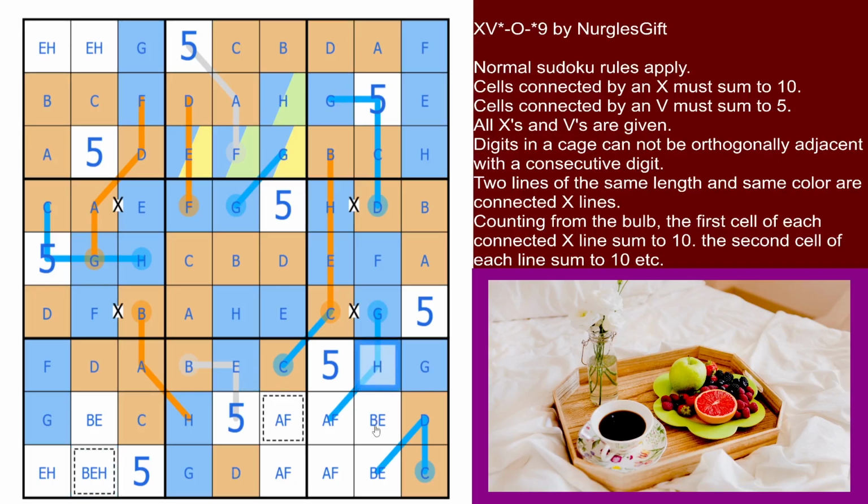So H, right? B, E. H could be around E, right? H cannot be around F. And G cannot be around E. Oh, okay. G cannot be around E. So that's not E, that's B. Come on. So that's E. That's B. That's not B.